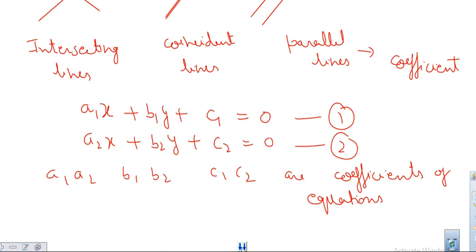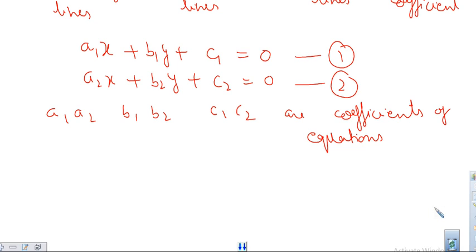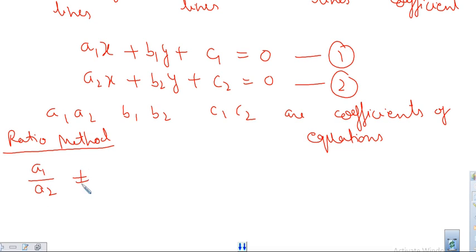Now what are these three conditions? If the ratio of a1 upon a2, this is known as the ratio method, if a1 upon a2 is not equal to b1 upon b2, then the graph comes out to be intersecting lines.